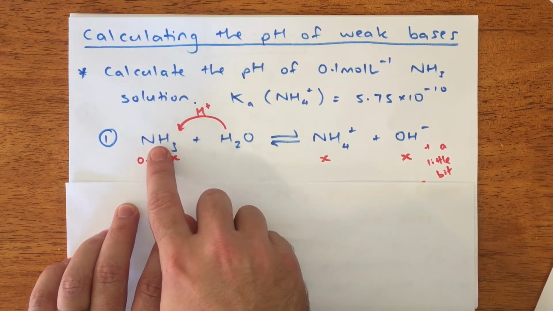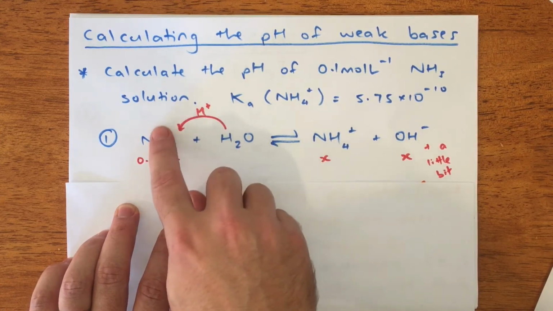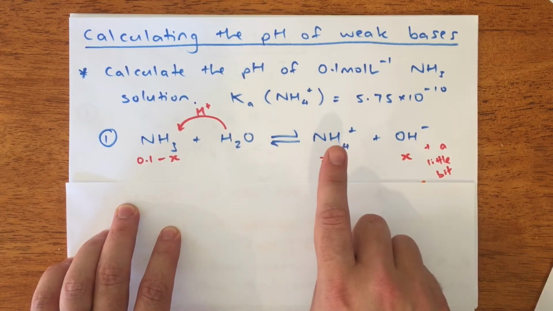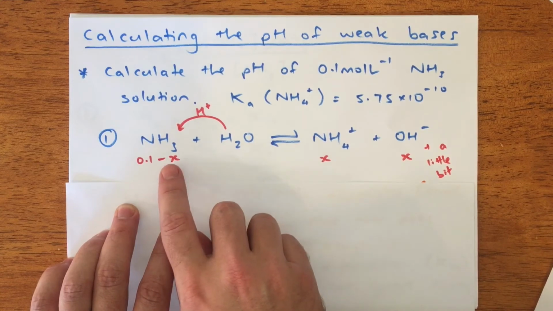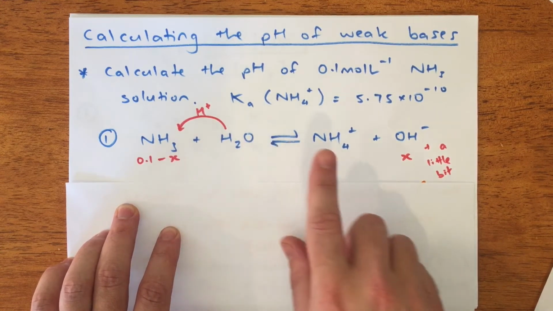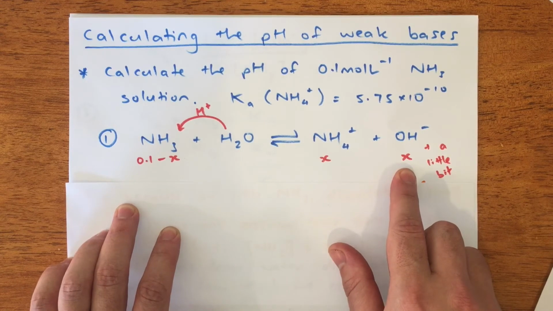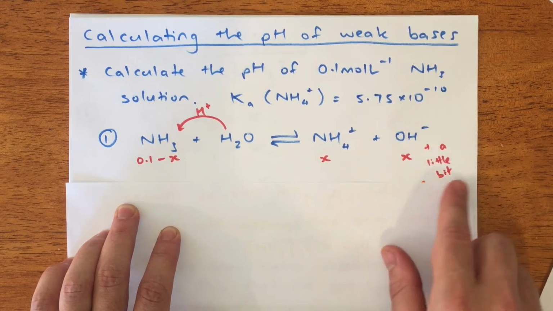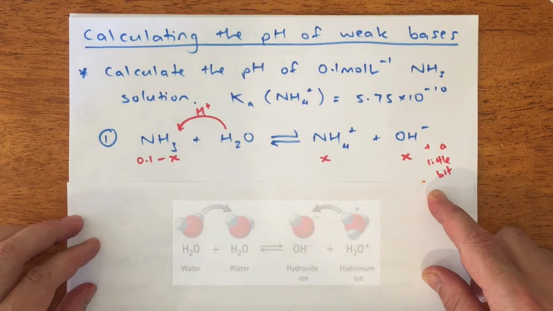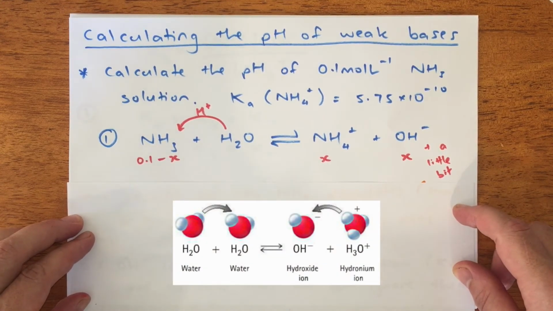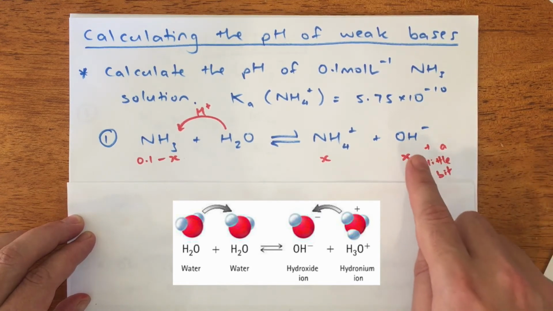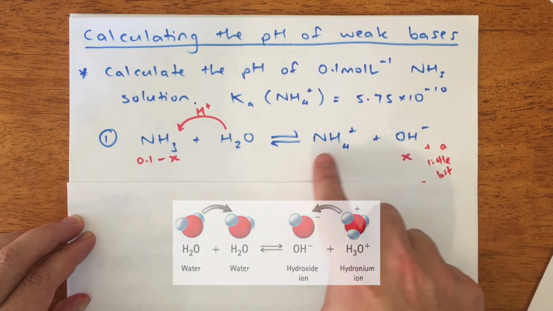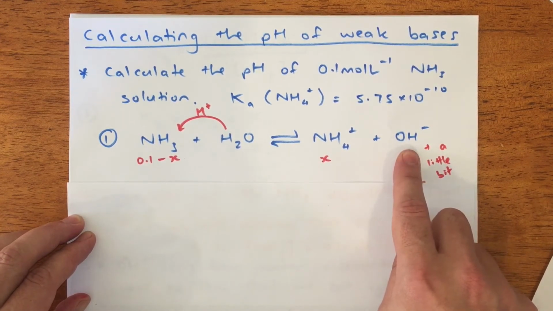For every 1 NH3 that receives 1 H+ from 1 H2O, we're going to get 1 NH4+ forming and 1 OH- forming. So for every X number, we're going to get X forming and X forming. We are going to get a little bit of extra OH- produced, again, from the dissociation of water, where H2O plus H2O forms H3O+ and OH-. That's going to produce a little bit more OH-, so it's not going to be exactly equal between these two. There'll be a little bit more OH-.